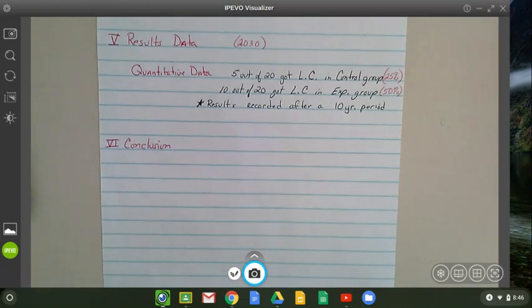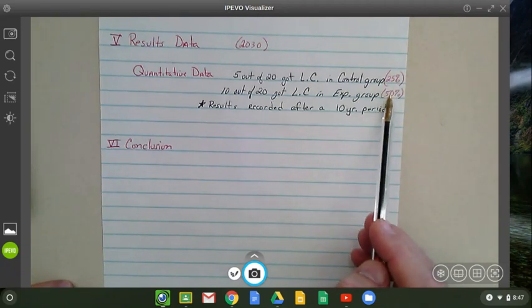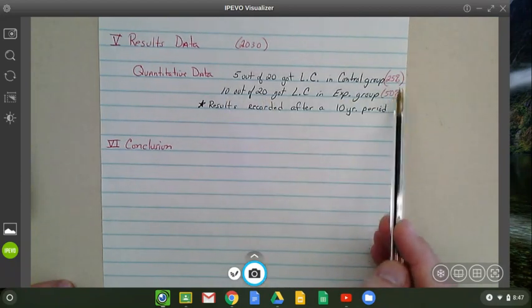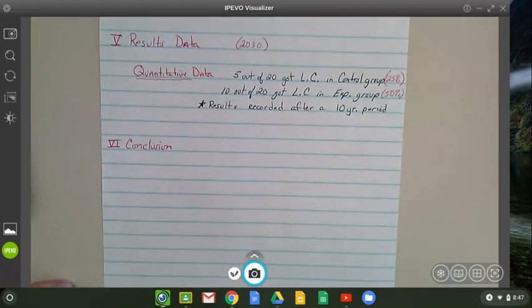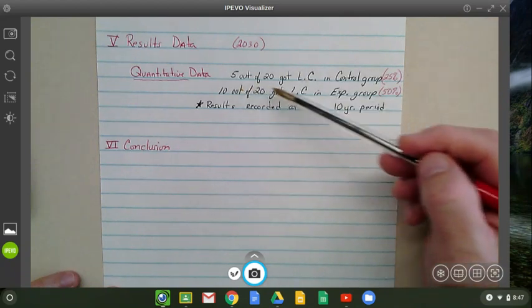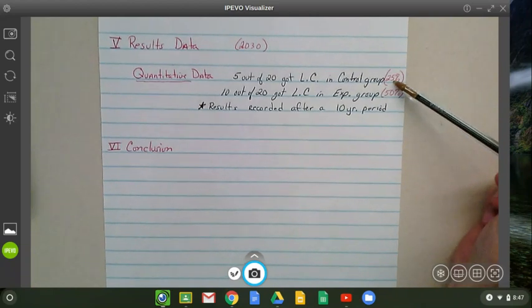Now, a while back, I had mentioned that there were 2 types of data, quantitative and qualitative. So when you look at these particular results, because we're dealing with numerical data and percentages, 5 out of 20, 10 out of 20, 25%, 50%, this is quantitative, okay, quantity. So looking at this data now, I see that 50% of the smokers got lung cancer, 25% of the non-smokers did.